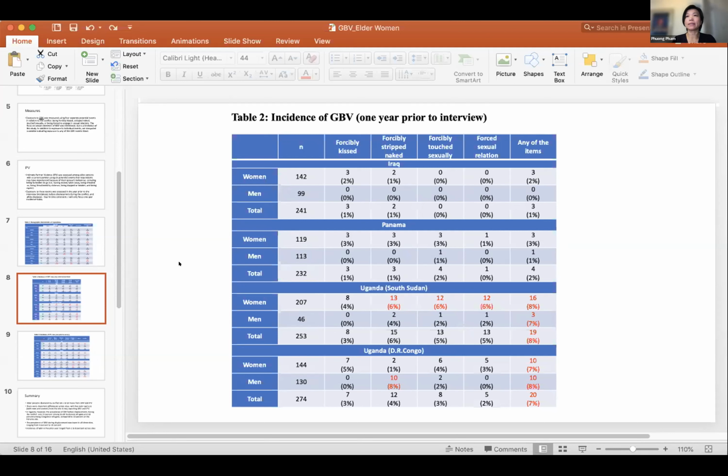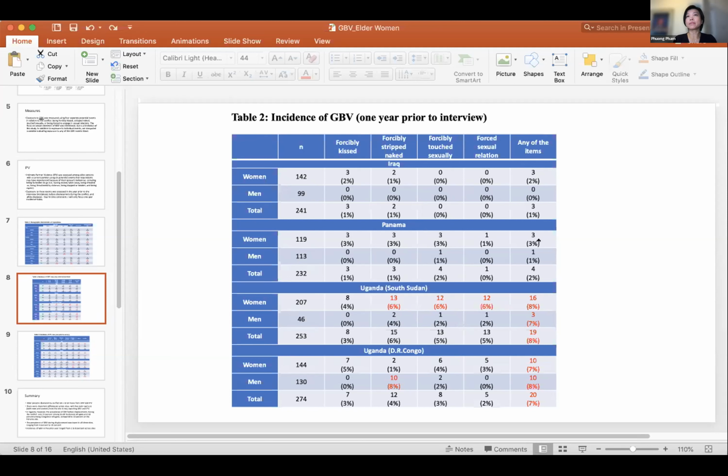As you can see, the number varies, and the highest numbers that we detected were among the two refugee populations in Uganda. In both Iraq and Panama, you will see that about 2% of the women reported at least any one of these items. 0 for men. So either it didn't exist among men, or men just weren't willing to report this. Again, this might also be true among women. It might not be that it didn't exist, but they might not culturally feel comfortable reporting these items.